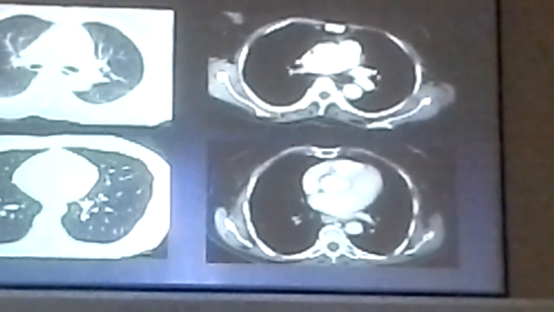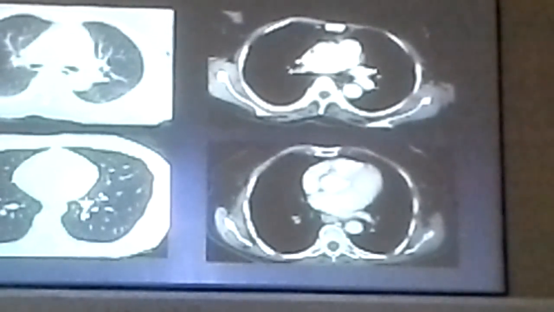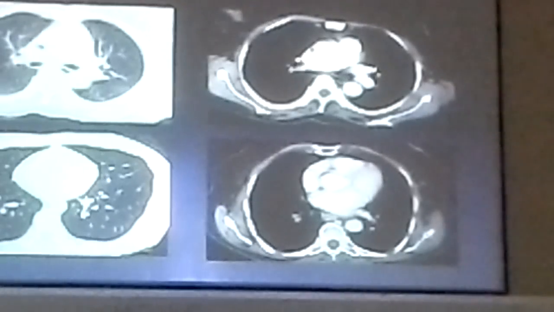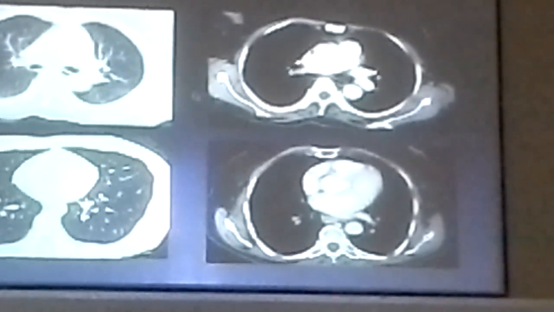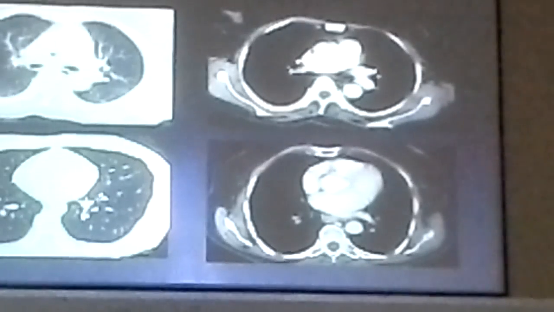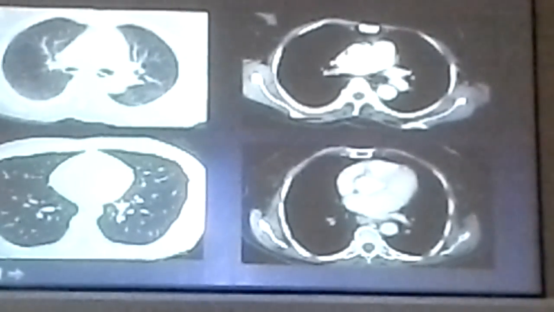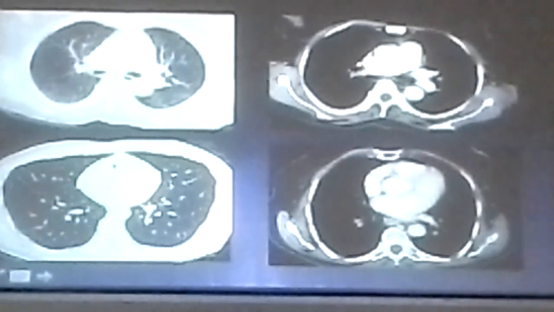Both are CT, but this is the mediastinal window and this is the lung window. In the mediastinal window, you are unable to see the lung field, and in the lung window, you are unable to see the mediastinum clearly. So we can manipulate the CT scan. Okay. What is this?